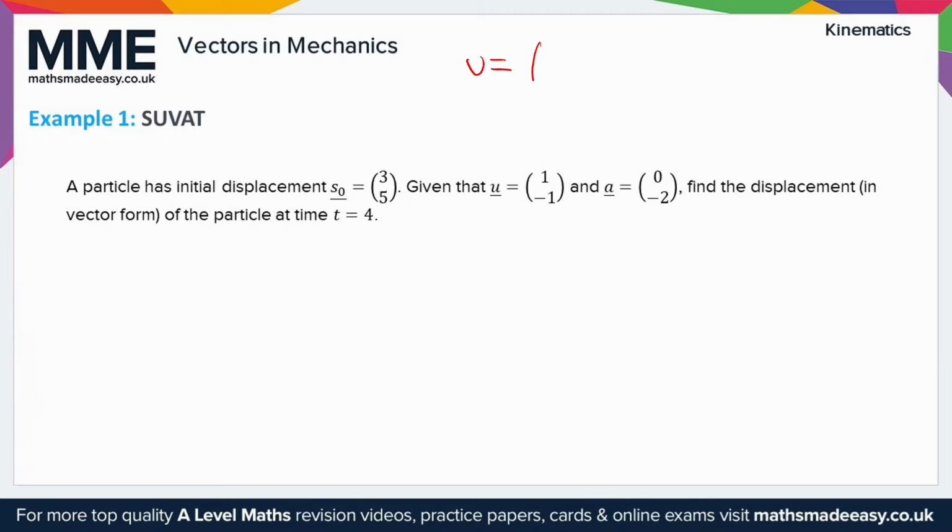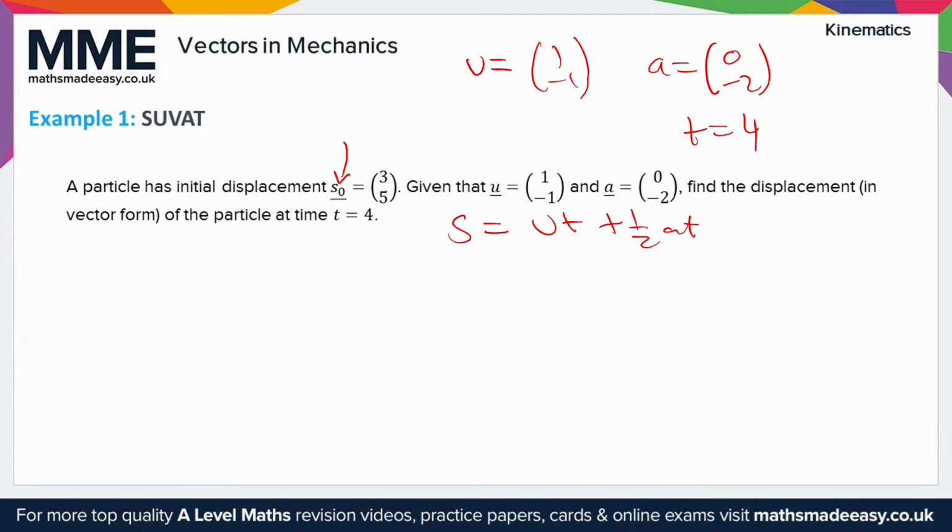So U is (1, -1). V we don't have. A is (0, -2). T is 4. Now, don't get confused. Notice how this says S0. It's not S. So we're going to imagine we don't have this for now. We're just going to use S equals UT plus a half AT squared with the information that we have here.